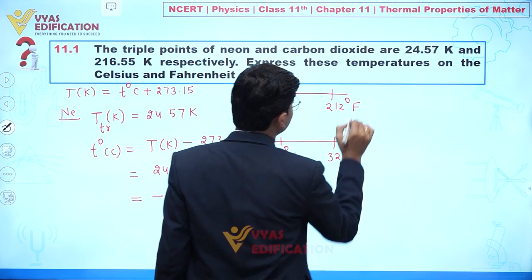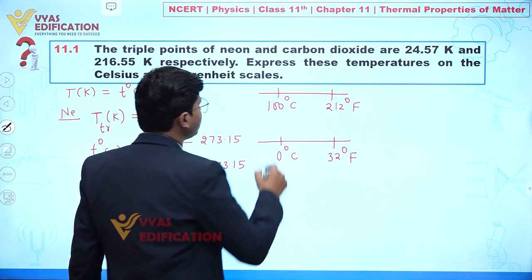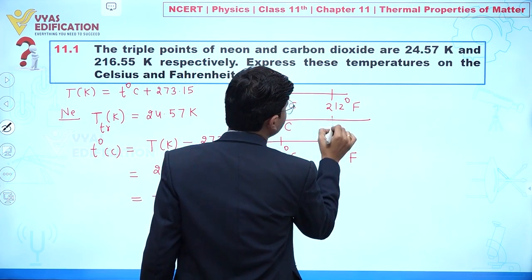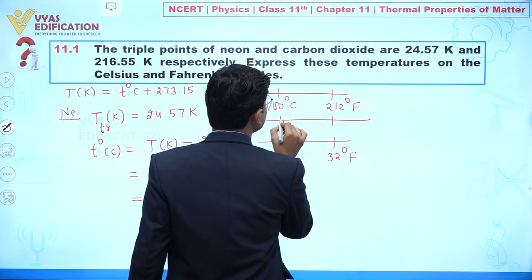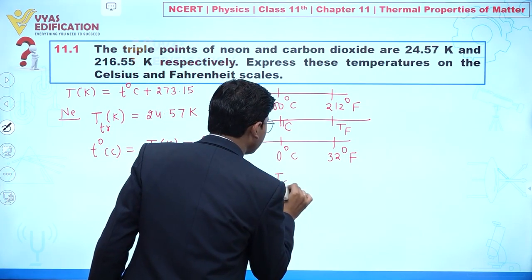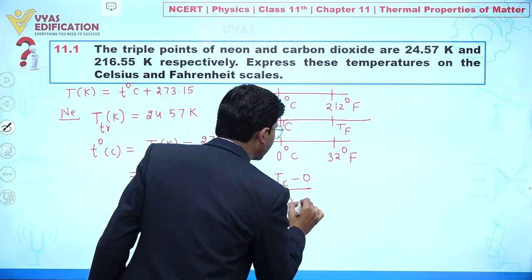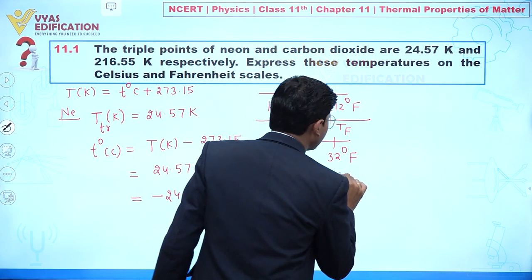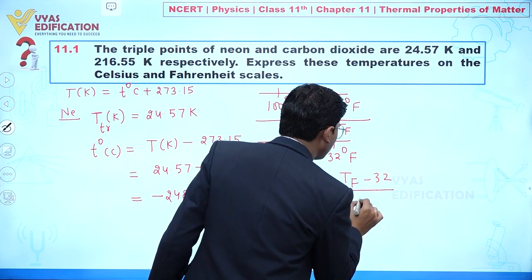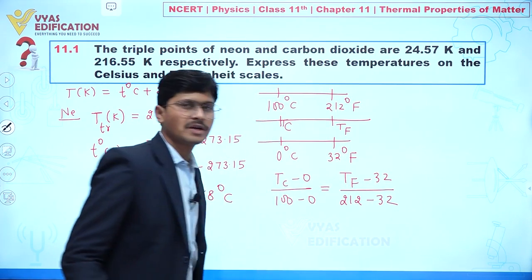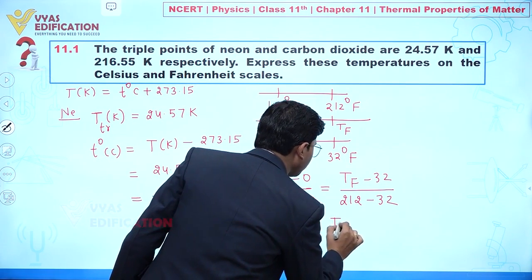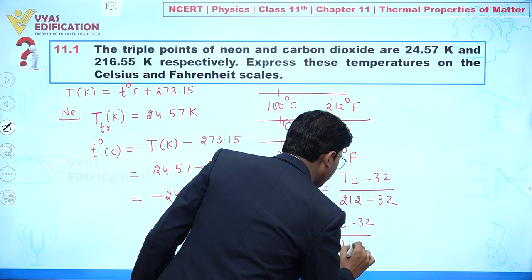and the upper is 212 degrees Fahrenheit. So if you find the relation between the Celsius scale and the Fahrenheit scale, it is given by, listen carefully, let's suppose this is C, this is F, or you can say this is TC and this is TF. Now we can write: TC minus 0 divided by 100 minus 0 should be equal to TF minus 32 divided by 212 minus 32. So from here we can write TC by 100 equal to TF minus 32 divided by 180.